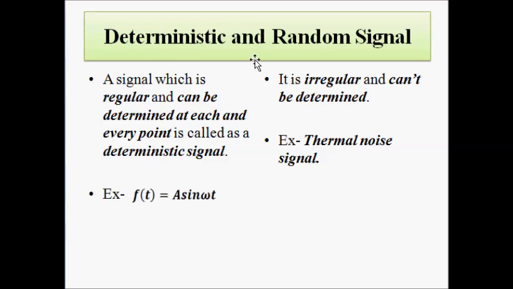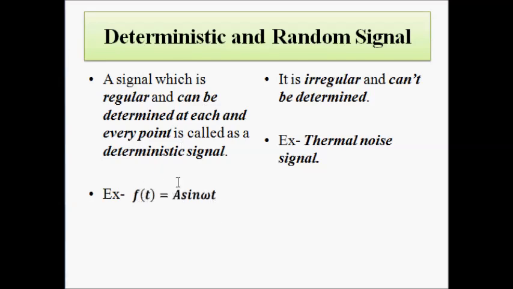A deterministic signal is one which is regular, and the amplitude values can be determined at each and every point. At any point of time we can determine the value of such a signal, whereas a random signal is one which is highly irregular, and at any point of time we cannot determine the amplitude value of the signal in terms of a function. All the signals which we have discussed until now fall under the deterministic category because they are defined by a function.